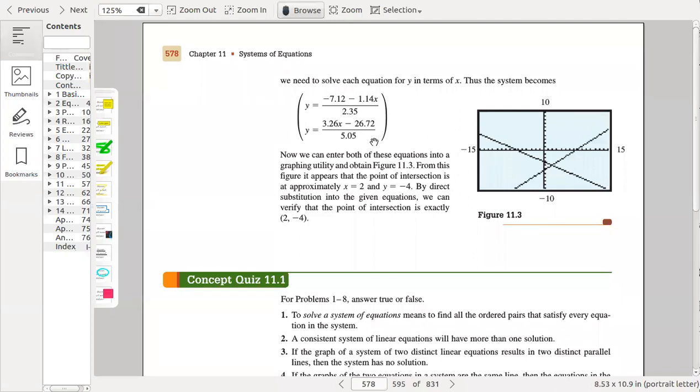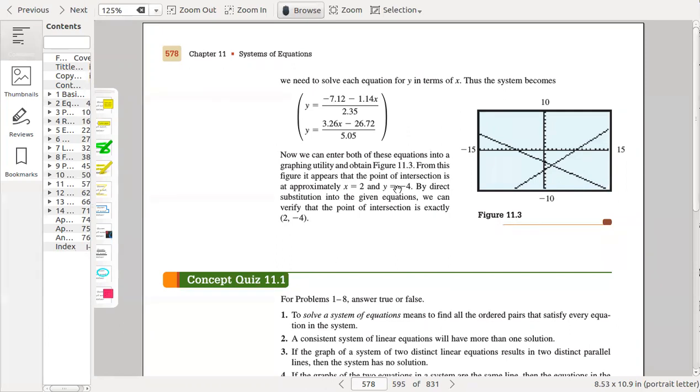So then you need to set these two equal, that is, minus 7.12 minus 1.14x over 2.35 is equal to 3.26x minus 26.72 over 5.05, and then you can obtain the value of x by solving these equations. This value is x is equal to 2, and once you obtain this value, you can substitute x equal to 2 here. If you substitute x equal to 2, you will have the value of y is equal to minus 4.